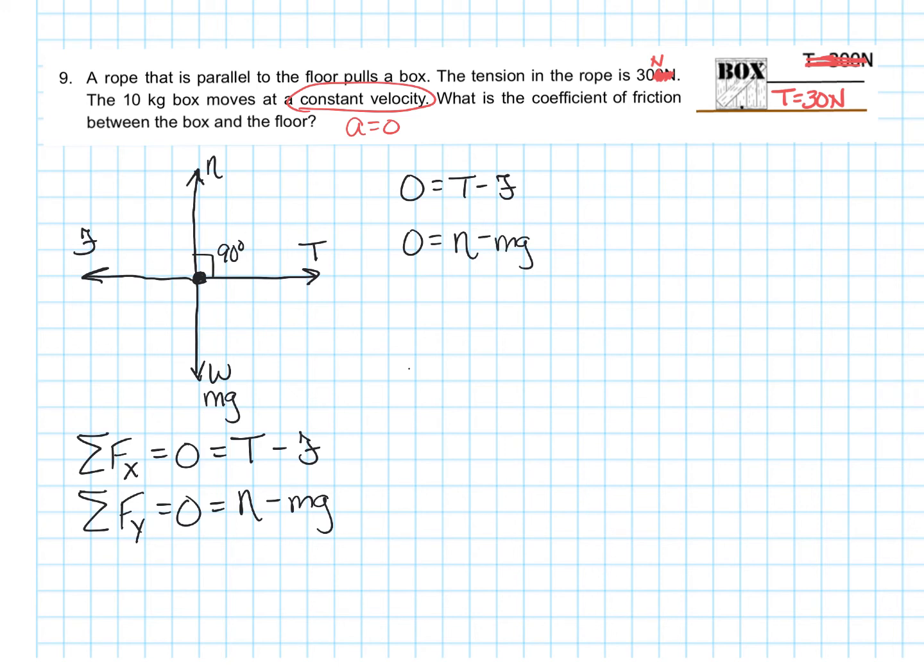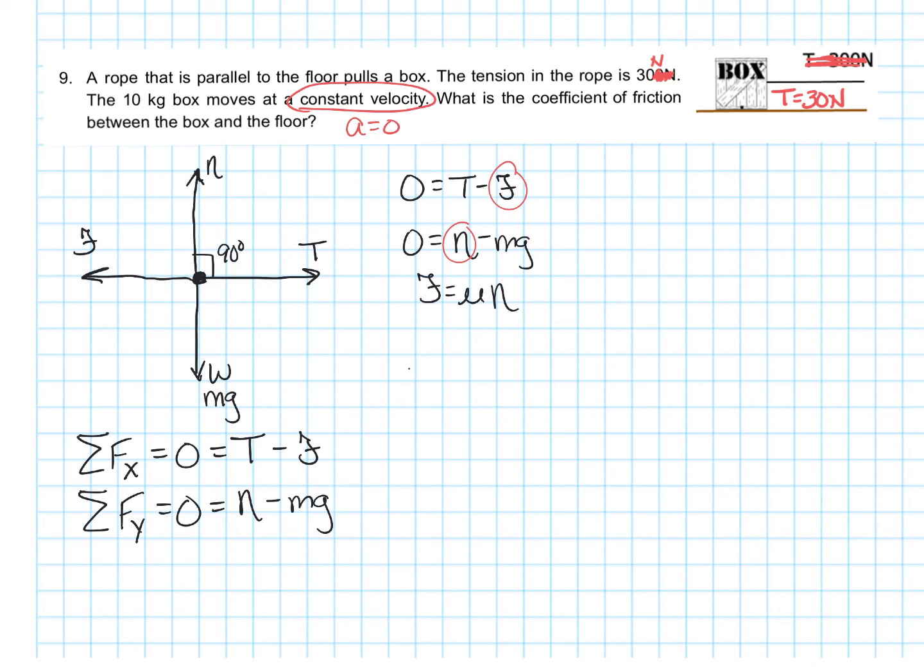Now if I look at this and think about which of these variables I know and don't know, what I don't know is the friction and the normal force. So I need to get rid of those. To get rid of those, I'm going to use substitution. The first thing to substitute is friction, using the definition of friction. Friction is equal to mu times eta. So I'm going to replace friction with mu times eta.